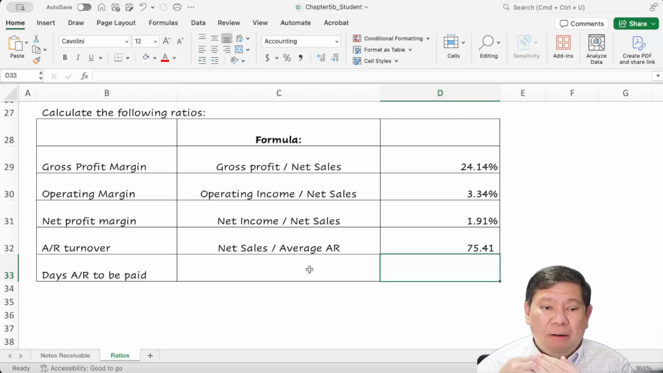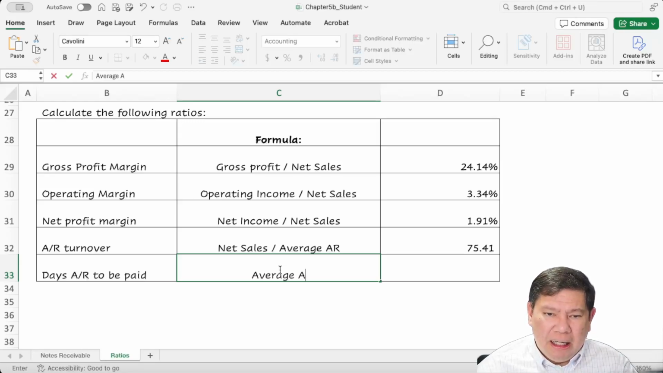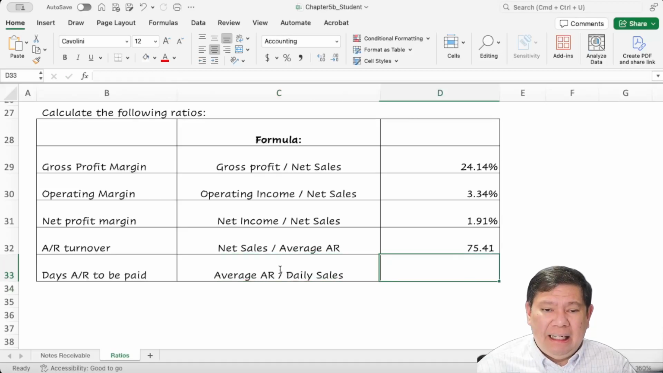What about days accounts receivable to be paid? How fast you can collect your accounts receivables. With 75.41 turnover, how many days does it take for the company, Walmart, to collect its receivables? Okay, so the formula is average accounts receivables divided by daily sales. And let's assume 1 year has 365 days.